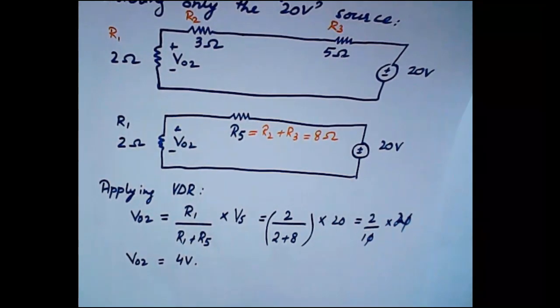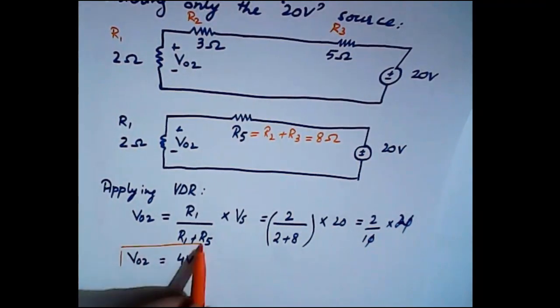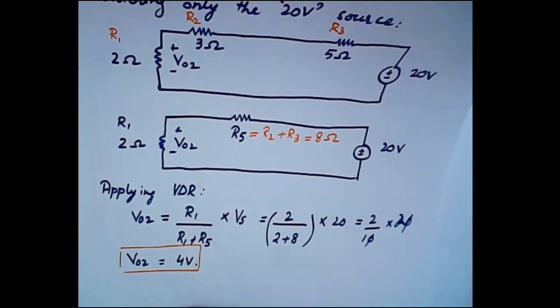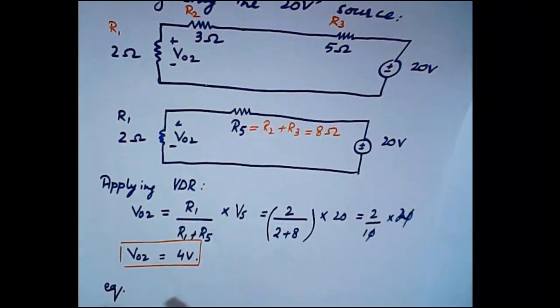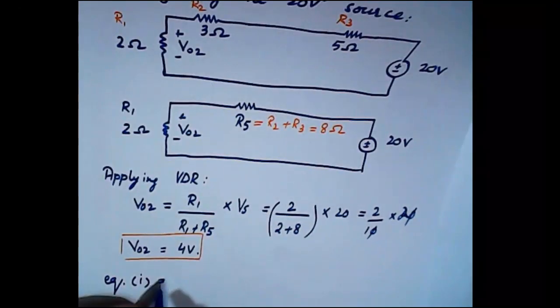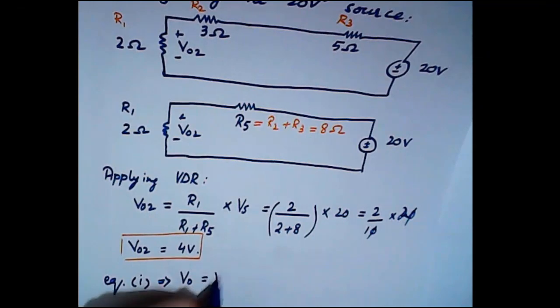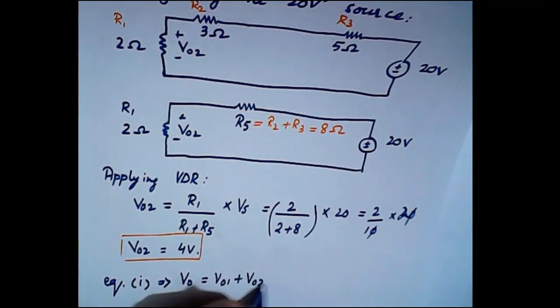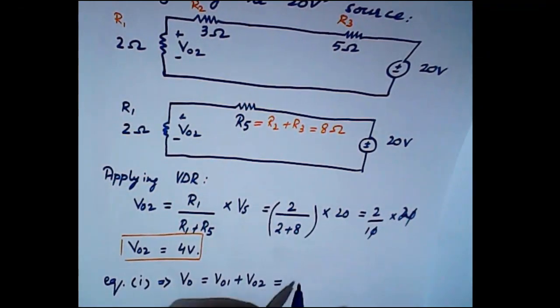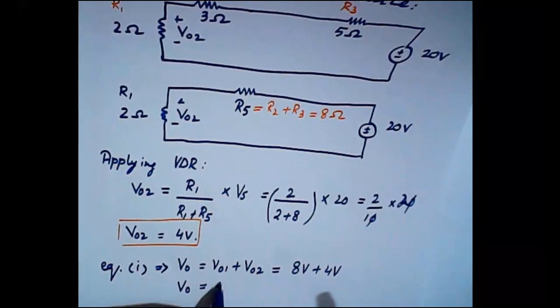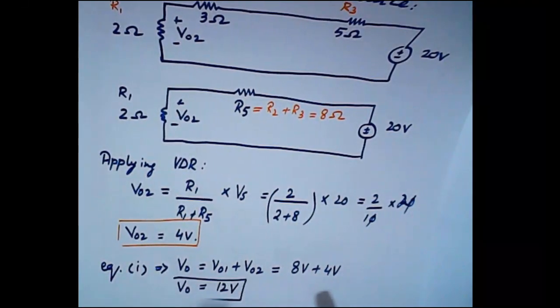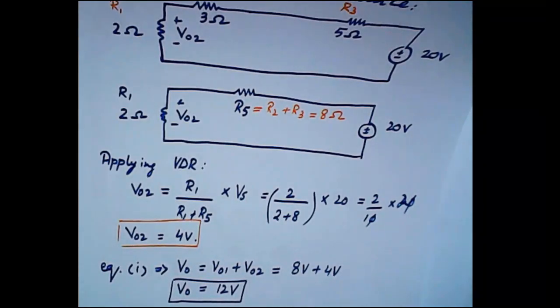And if we just recall equation number 1 that we have previously formed, equation number 1 said that V0 in total is the algebraic sum of V01 and V02. So V01 we found out to be 8 volts plus V02 is 4 volts. That means in total the desired voltage is how much? It is 12 volts. So I hope that this is clear now.